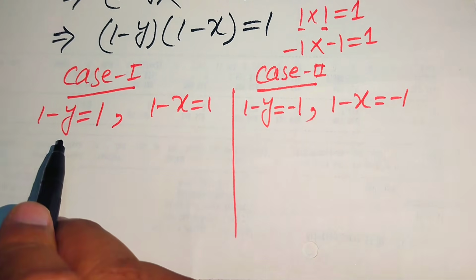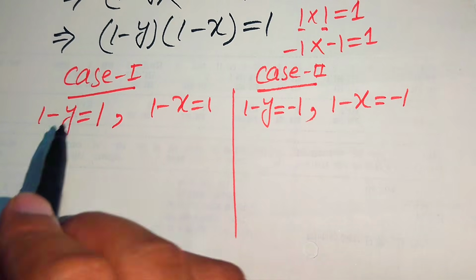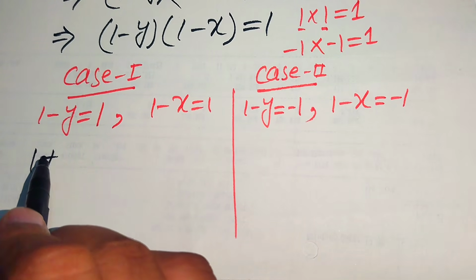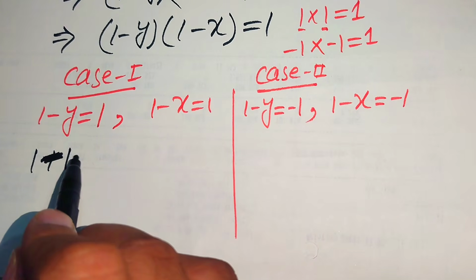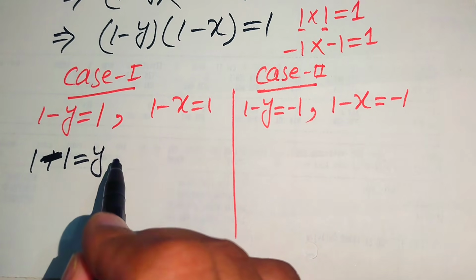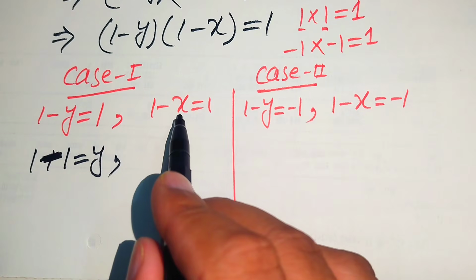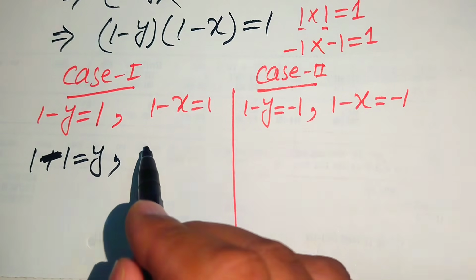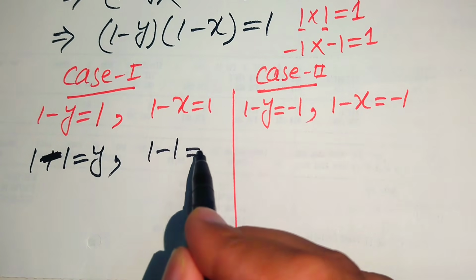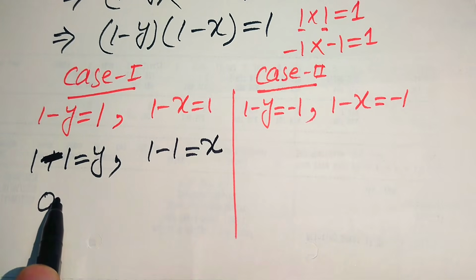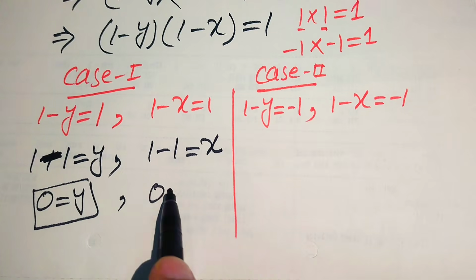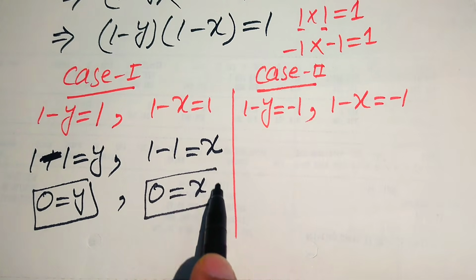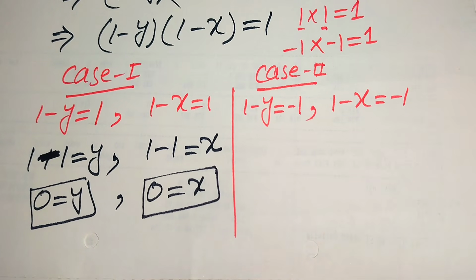So here we simplify both of these two cases, and we easily get the values of x and y. If we focus on the first case, we move minus y to the right hand side, and we get 1 minus 1 equals y. Similarly, we again move minus x to the right hand side and 1 to the left hand side, and we get 1 minus 1 equals x. So from here we get the value of y is equal to 0. Similarly, from here we get the value of x is equal to 0. So in the first case we get the values of x and y equal to 0.